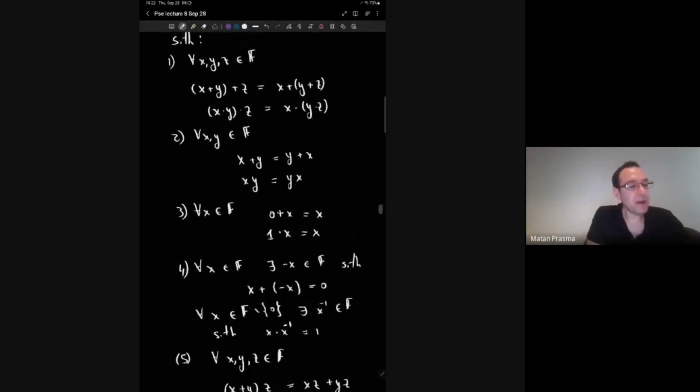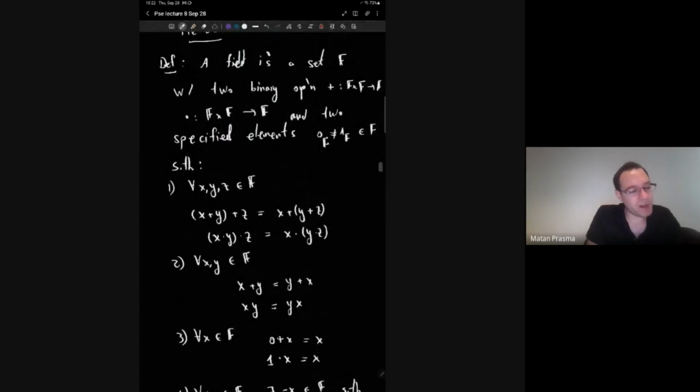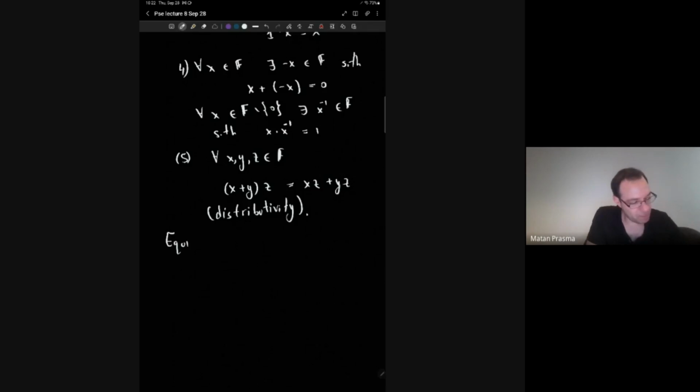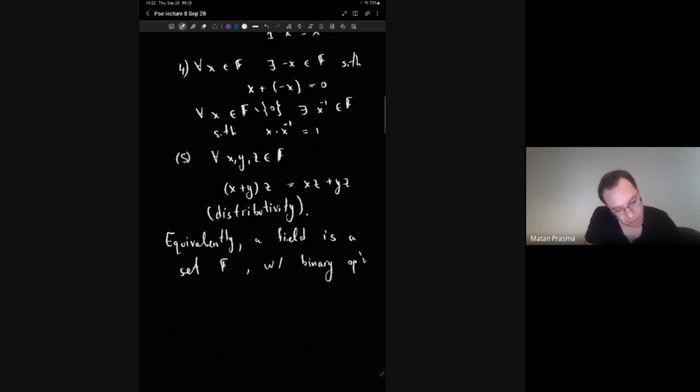This is kind of a long definition, but I could do a compact definition with what we already know about groups. So equivalently, a field is a set F with binary operations plus and times, and specified elements, zero different than one in F, such that only two axioms hold.